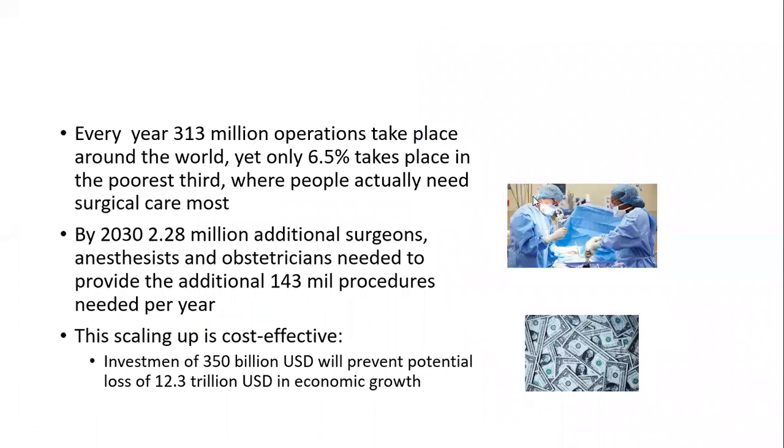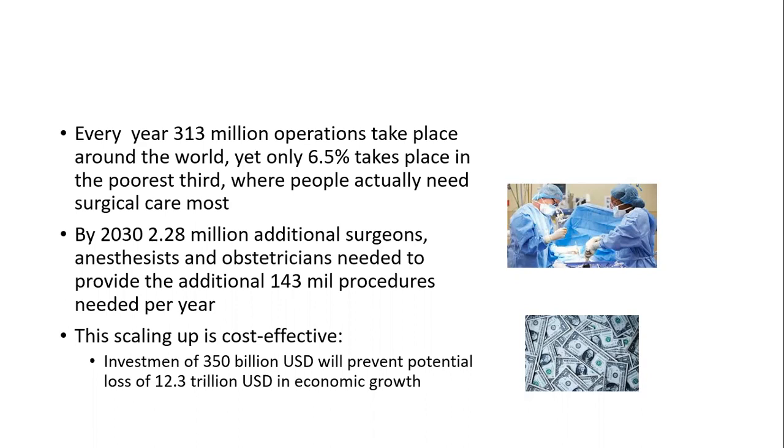Every year 313 million operations take place around the world, yet only 6.5% take place in the poorest third, where people actually need surgical care most. So it's skewed. People get operations if they live in a rich or richer country, and if they're born in a poor country, then they don't get them.